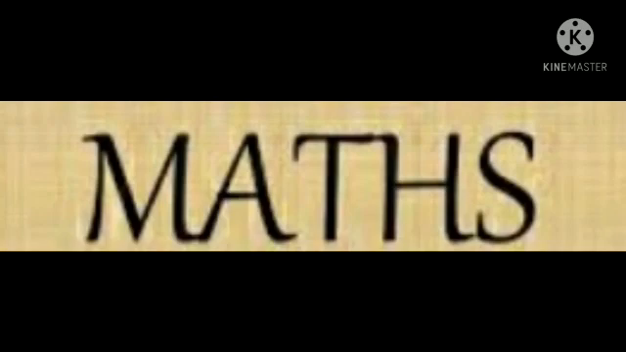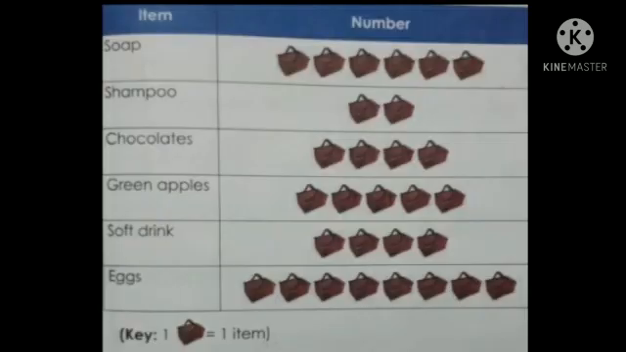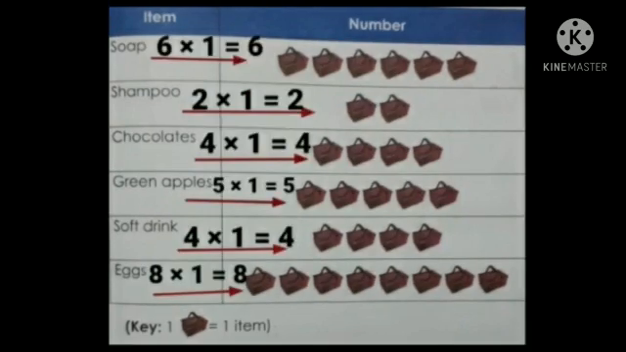Students, here comes our sum. The different items that Akshay bought from a supermarket are given in the form of a pictograph. We will see on the left hand side the names of items are given, and on the right hand side how many items he has purchased. The items are soap, shampoo, chocolate, green apples, soft drink and egg. The scale is one picture means one item.